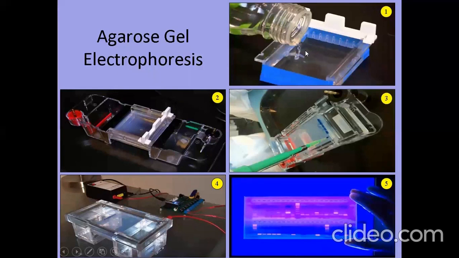This is the casting tray. After a few minutes the temperature will lower down, and the gel will be solidified. The casting tray is then placed in the tank, and the comb is removed, and wells are created in the gel. Then the sample is loaded, and electricity is applied. After that, the gel is moved out and put under UV light. In the UV light you can see the bands here.